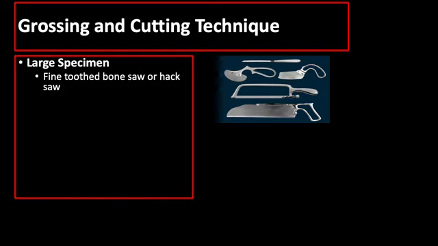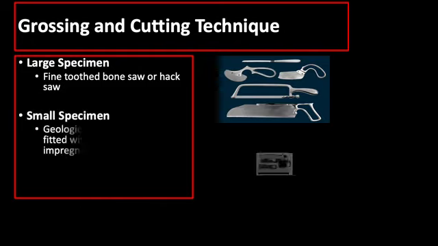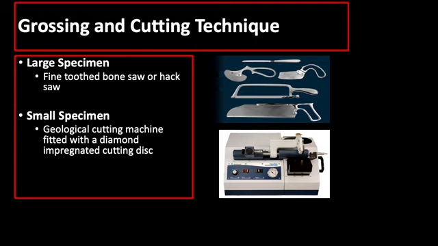Let us discuss the first step, which is selection of the tissue. For large specimens, a fine-toothed bone saw or hacksaw should be used, while for small specimens, a geological cutting machine fitted with a diamond impregnated cutting disc is used, and the target specimen thickness is 2 to 3 millimeters.